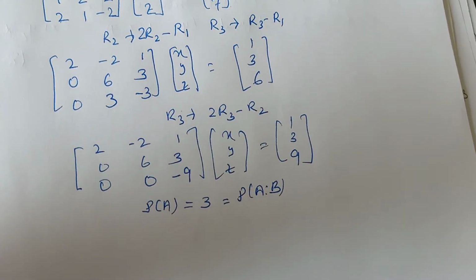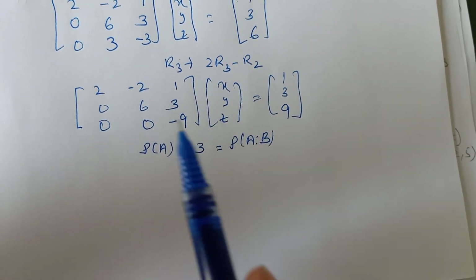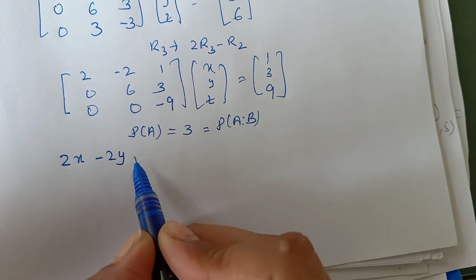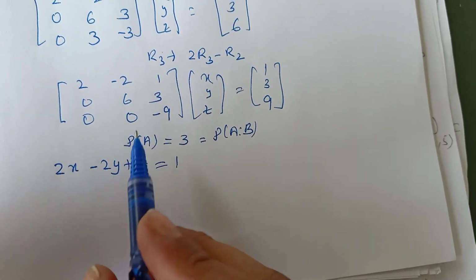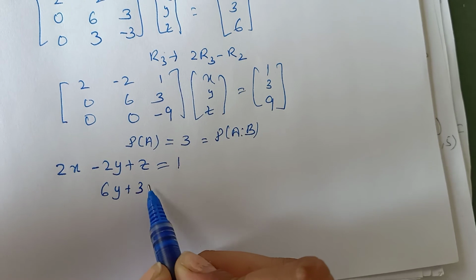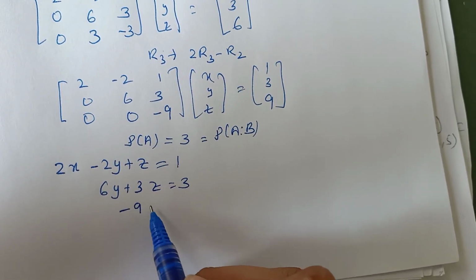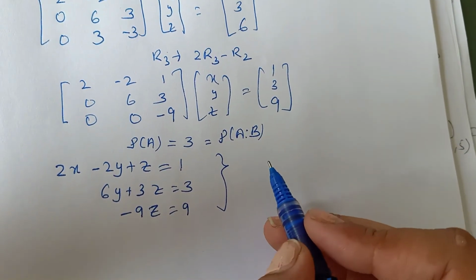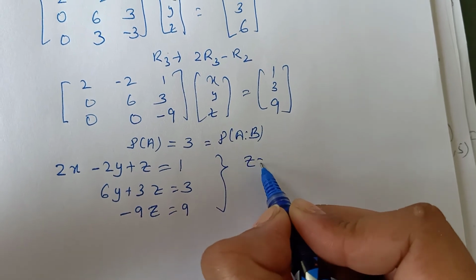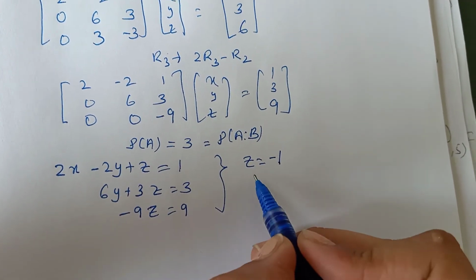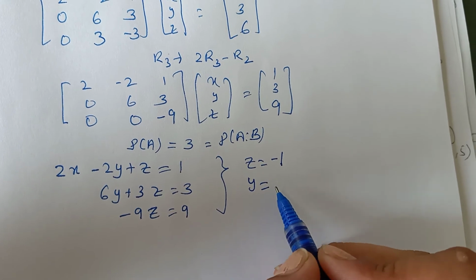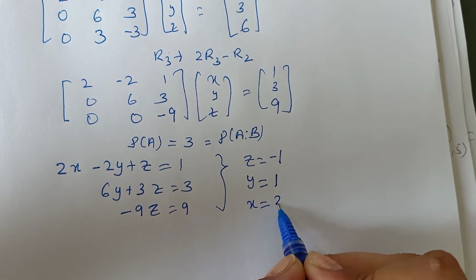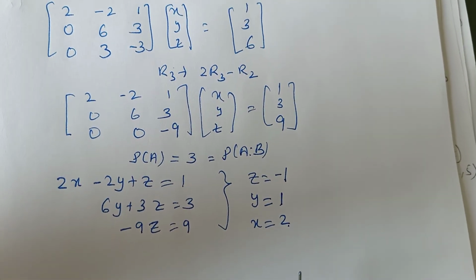So let us see how to find this unique solution. What we will do is convert it back to equations. For example, I am writing 2x minus 2y plus z is equal to 1. Next is 6y plus 3z is equal to 3, and minus 9z is equal to 9. Now you can easily solve these equations to find the values of x, y, z. From here z will be minus 1. Put the value of z here, and you will obtain y as 1 and x as 2. So this is the case of a unique solution.